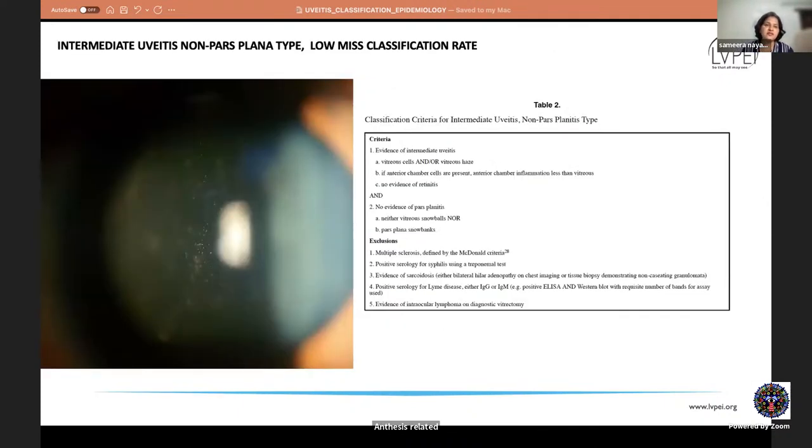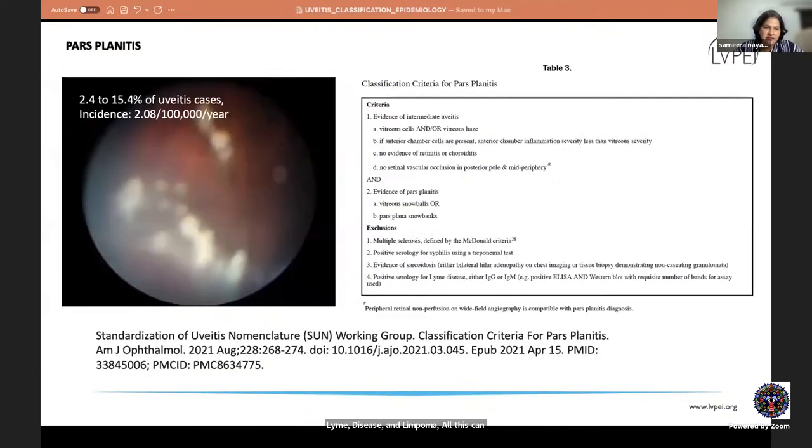Next is intermediate uveitis, non-pars plana type. In this, the inclusion criteria are evidence of intermediate uveitis, like vitreous cells. If the anterior chamber has cells, then the vitreous cells will be more than the anterior chamber cells, because it's an intermediate uveitis. And no evidence of retinitis, with no evidence of pars planitis. And in this also, they have excluded multiple sclerosis, syphilis, sarcoidosis, Lyme disease and lymphoma. All these can cause intermediate uveitis, so they have excluded these entities.